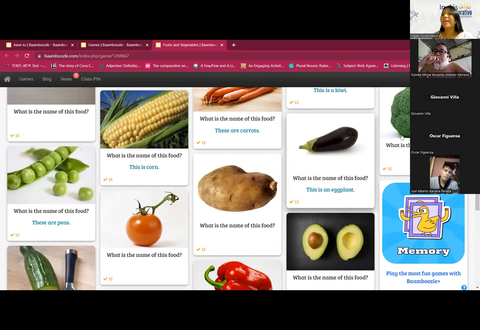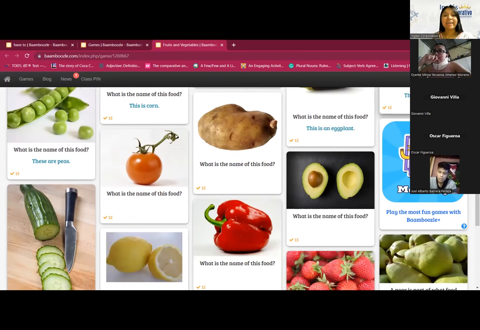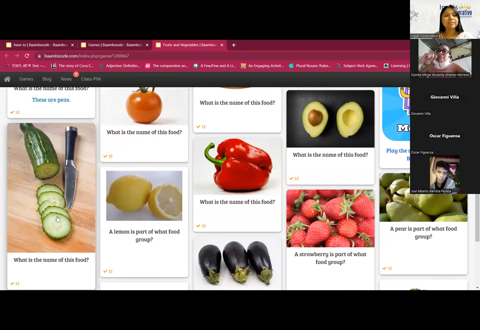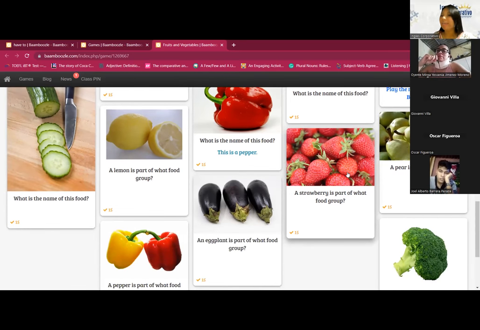And what about this one? What is this? Broccoli. Yes. What is this? Tomato. And this? Cucumber. Very good. And what is this? Pepper. Yes. And what is this? Avocado. Yes, avocado.